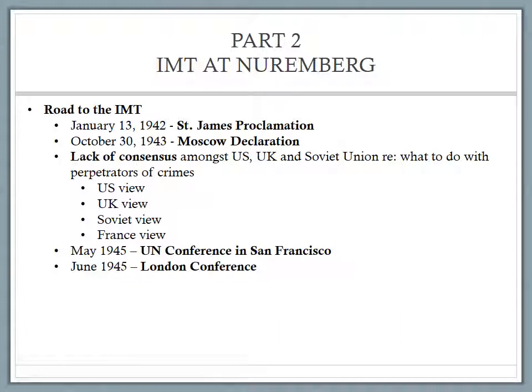It was decided that the prosecutors and the lawyers would be from the 4 allied powers only, and that there would be 8 judges, 1 primary and 1 alternate from each country. It was also at the conference in London where the IMT Charter was drafted, and we'll have a look at that in just a minute.